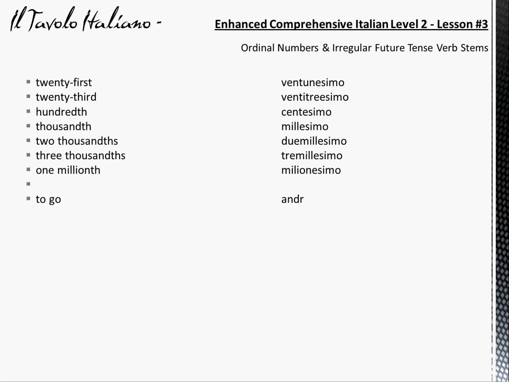Okay, now we're going to start on the roots, the irregular roots, for the future tense of some of the verbs. Here we go. To go. Andr. To have. Avr. To drink. Ber. To fall. Cadr. To give. Dar.